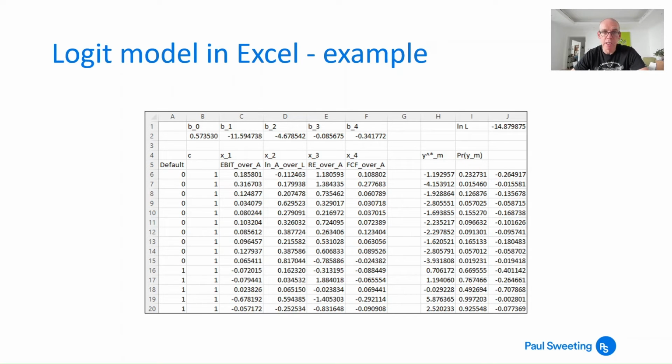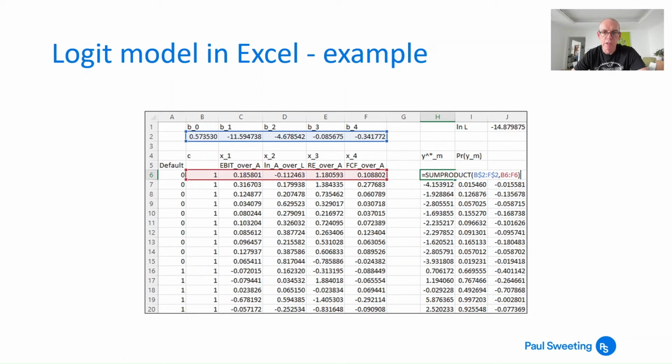This is what the Logit model looks like in Excel. Running through the various components of this, you'll see we've got the cells highlighted blue here. These are the parameters. And the cells highlighted red, these are the variables that we apply those parameters to. So in cell H6, we've got the sum product of B2 to F2 times B6 to F6.